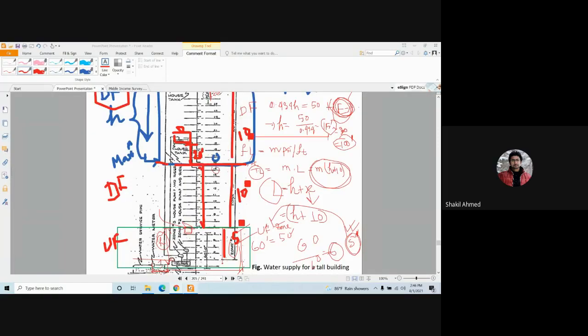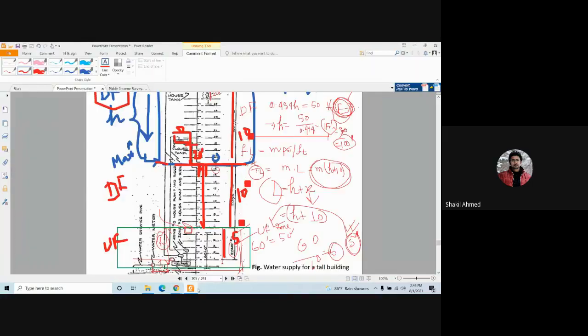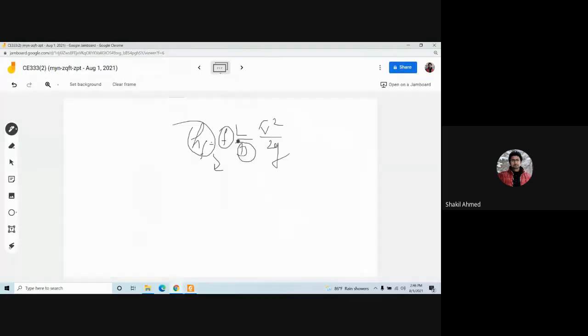That's true that you can increase the diameter from here to reduce the loss. But you have to remember that you have to provide a certain pressure and velocity, these things, to provide the minimum requirement of a fixture. So to answer your question, yes, this is true. You can change the diameter a bit to reduce the frictional loss.